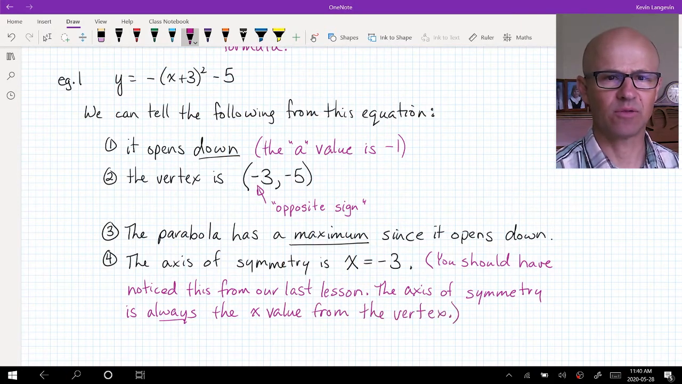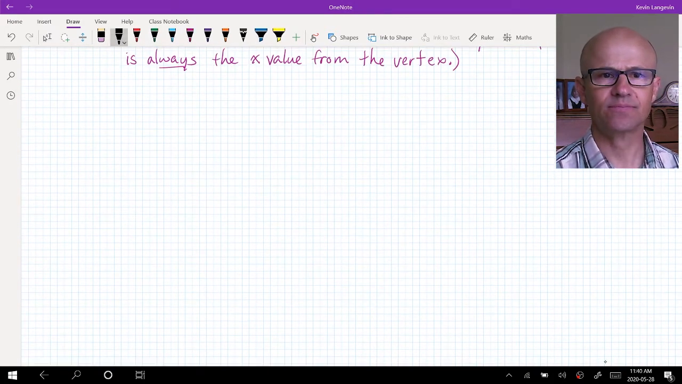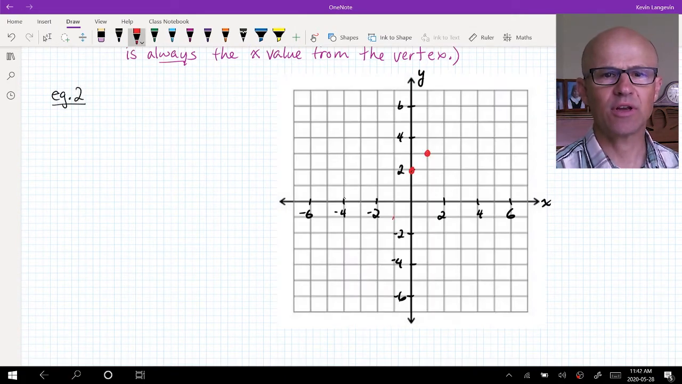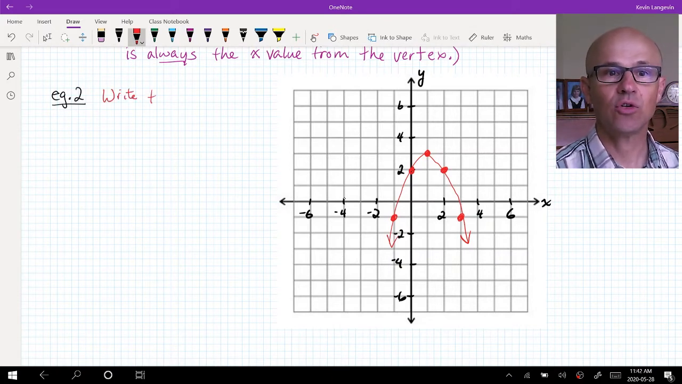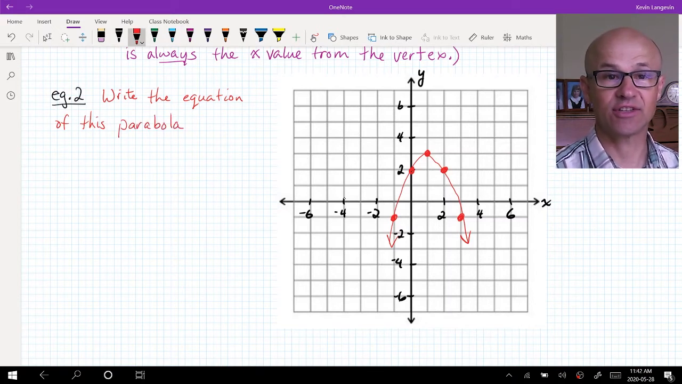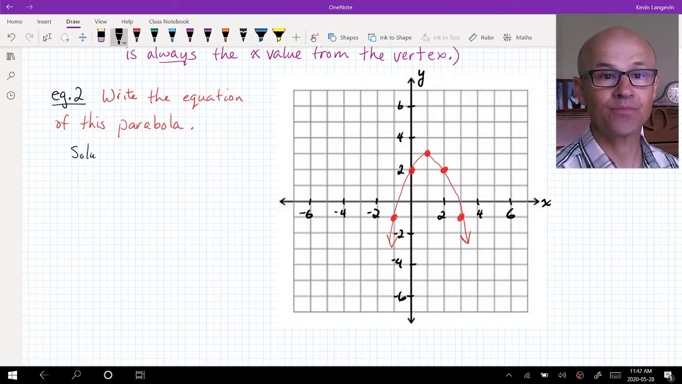Our next example. For this one, suppose I give you a graph and you can actually see the parabola itself, and we're asked to write the equation. Well, the first thing I'm going to do is I'm going to look at where the vertex is, and the vertex is at (1, 3), as you can see. The second thing, this parabola is opening down, so I need a negative in the front.